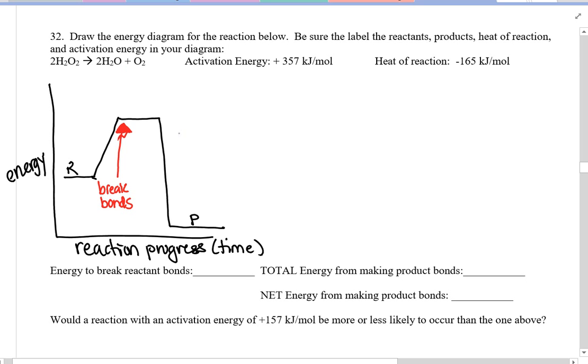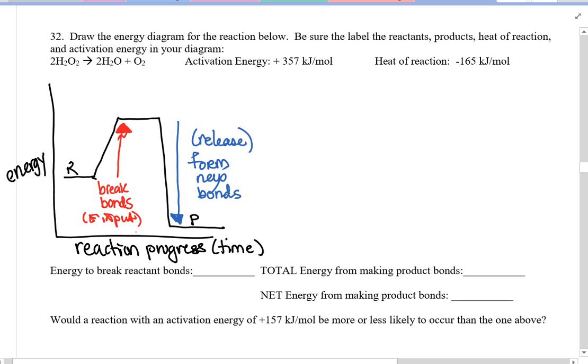And then that amount that it goes down represents the energy released from forming new bonds. So sticking things together releases energy. So this is energy released, and this is energy input.